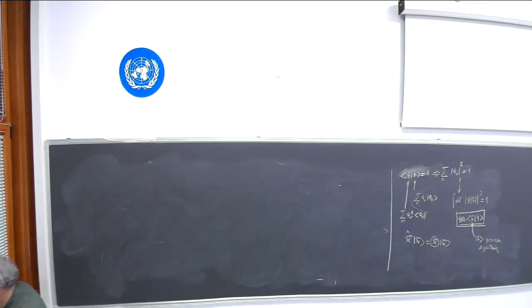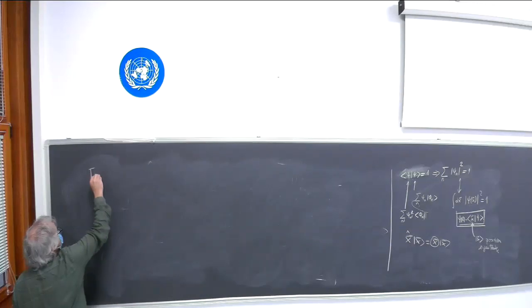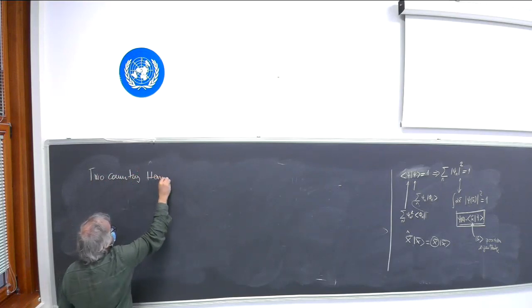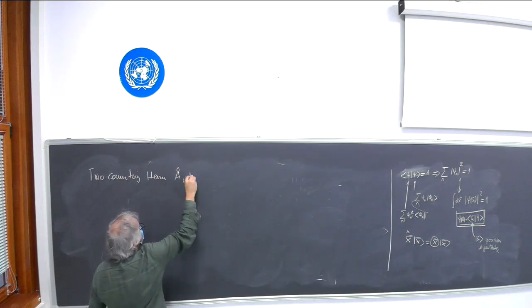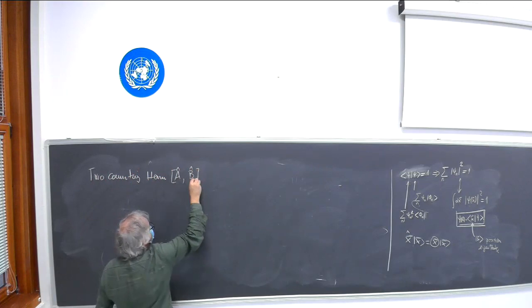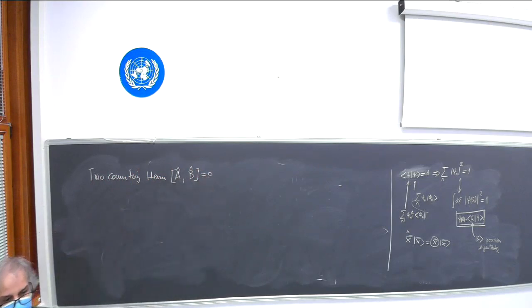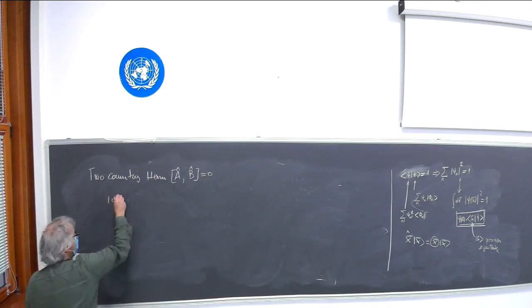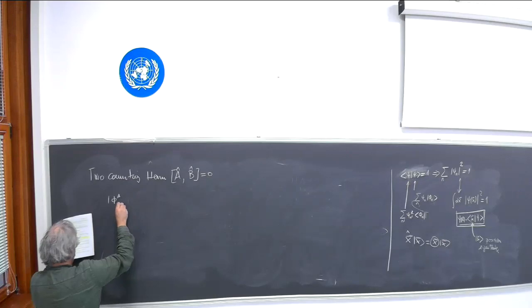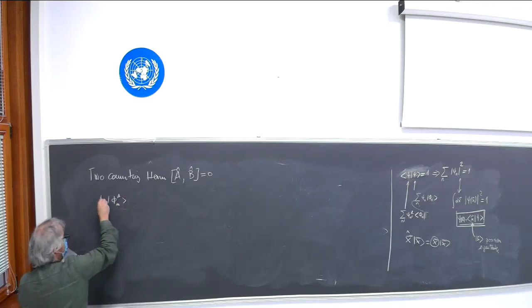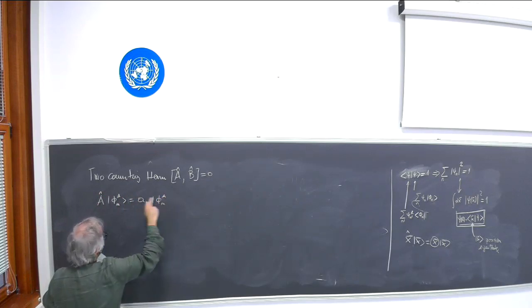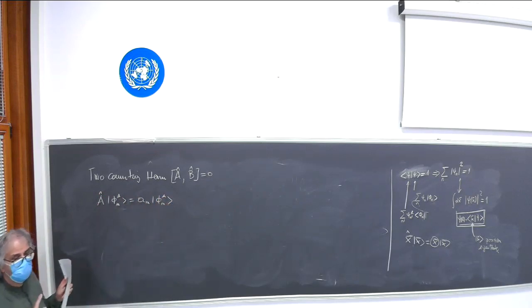But before that, let me give you one important, useful theorem about two commuting Hermitian operators, say A and B, both Hermitian, and their commutator is zero. You can certainly find a basis of eigenvectors of A, let's call them phi m, such that A phi m is equal to a m phi m. I put the label A here to denote that these are the eigenvectors of A.